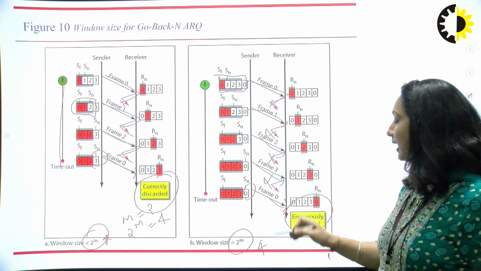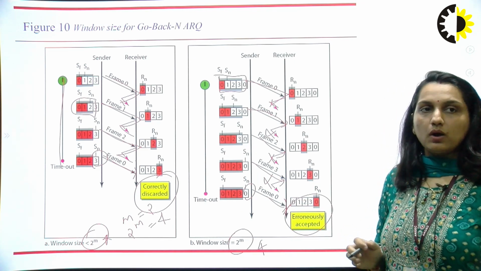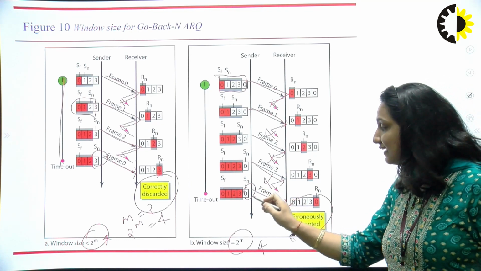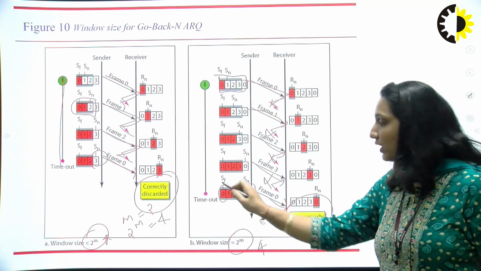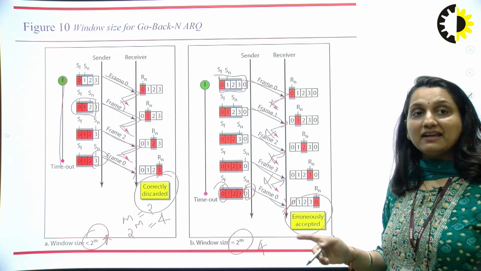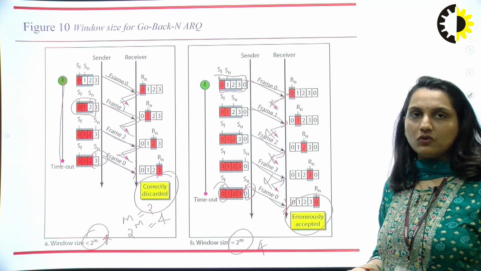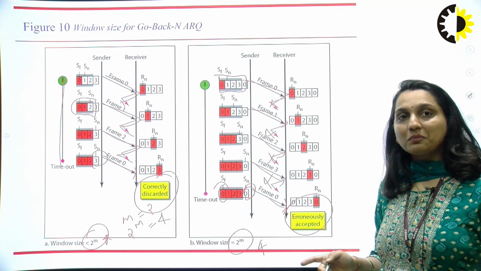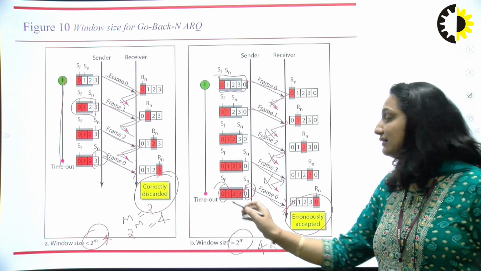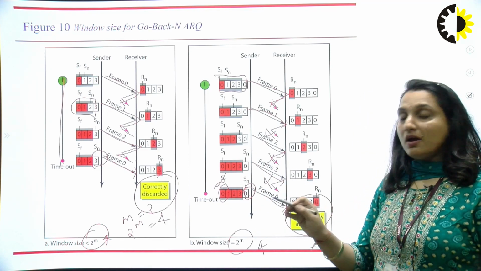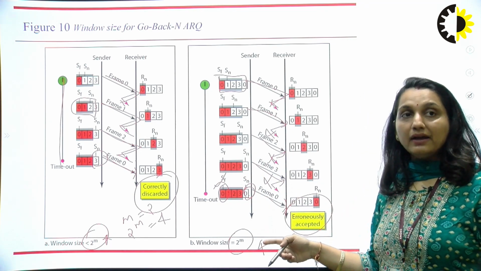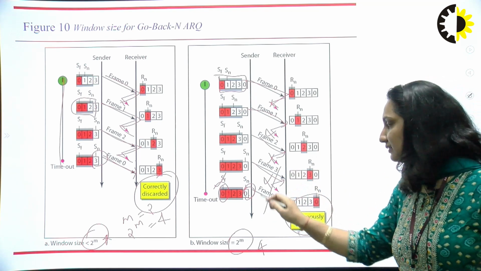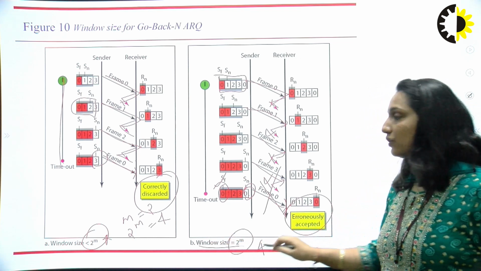It becomes an enormous error, accepted erroneously, because the receiver is not expecting this frame 0, yet it accepts it and gets confused, thinking frame 0 is a new frame when it is actually a retransmission. We have to retransmit this frame 0 first because the timer expired and we did not get the acknowledgement. So that's why we don't make a window size of 2 raised to power m.